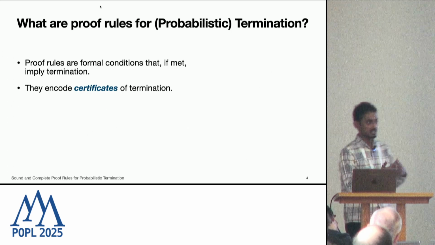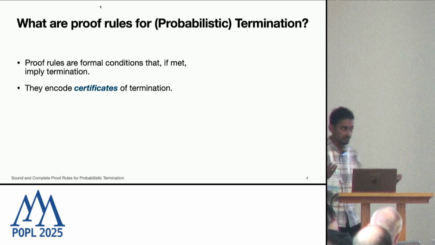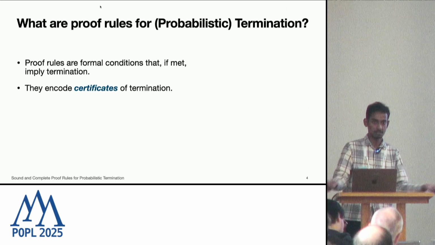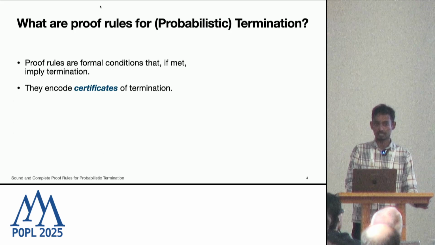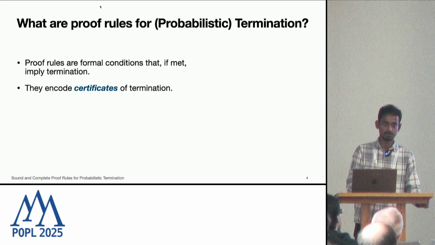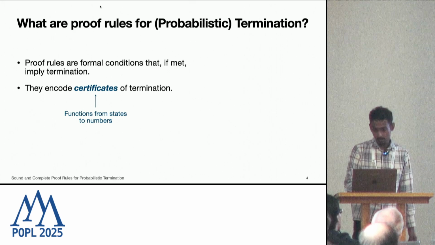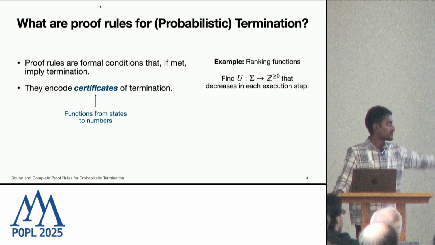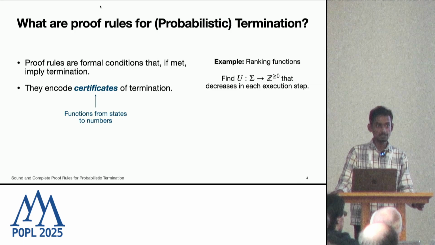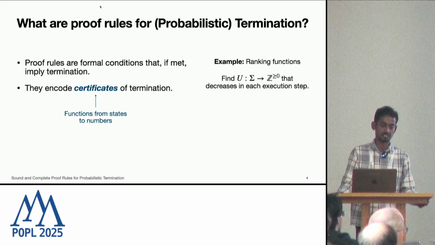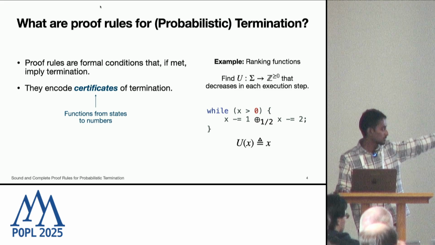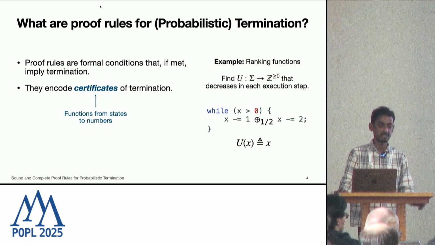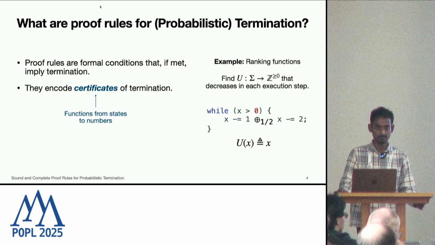How they work is that they encode the certificates of the program's termination as conditions in a formal program logic. The classical example of a proof rule for termination would be the ranking functions. These are just functions that decrease by at least 1 at each execution step. You can see that in this very simple while loop over here, the simple function that outputs x is a ranking function.